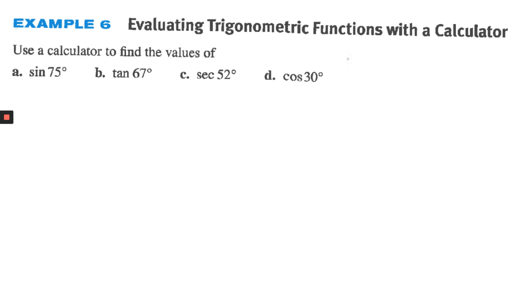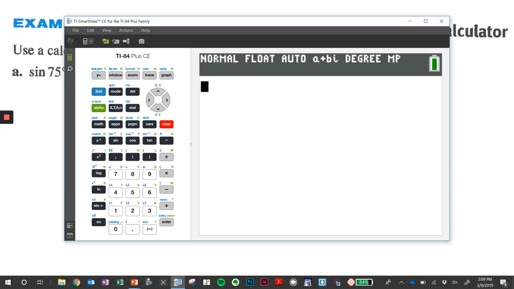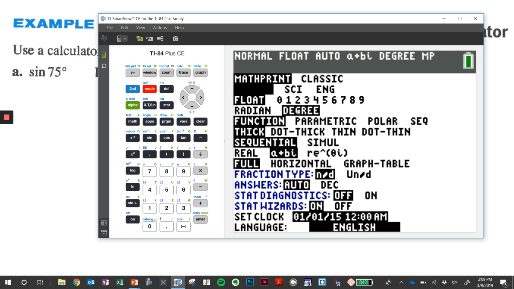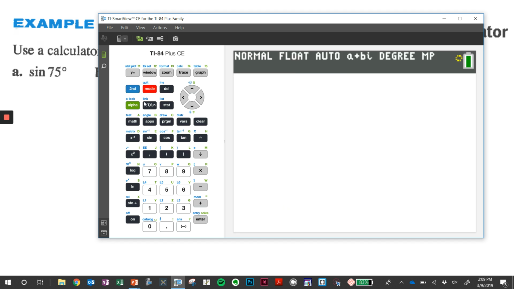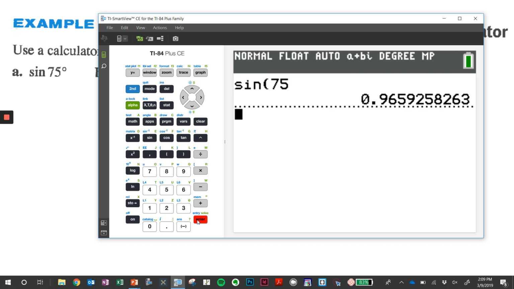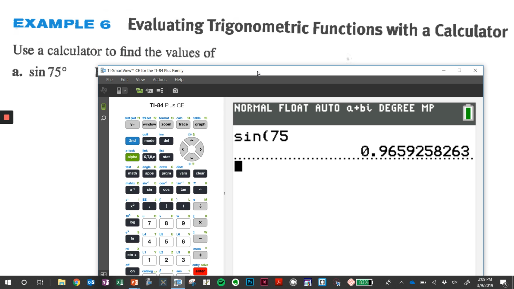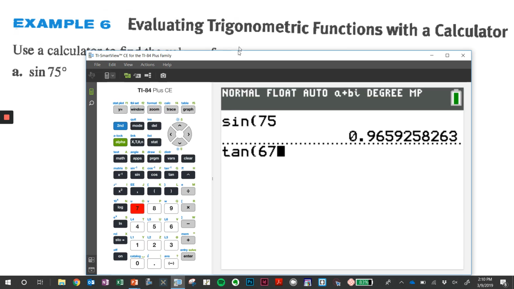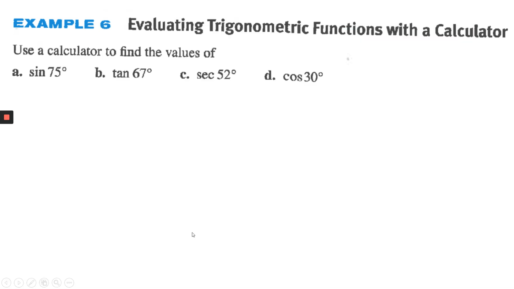All right, now if it's not one of those angles, if it's not a 30, a 45, or a 60, I expect you to put it in your calculator. So we just need to make sure that we're in degrees. Let's go to our calculator, sine of 75, sorry. First we're going to hit mode, and make sure here that degree is the one that's highlighted. So I am highlighted there. So I'm going to come back up here, and say sine of 75. And we get 0.97. Okay, so let's round to 2 decimals if it doesn't say. So the tangent of 67, hit enter. And the secant of 52.